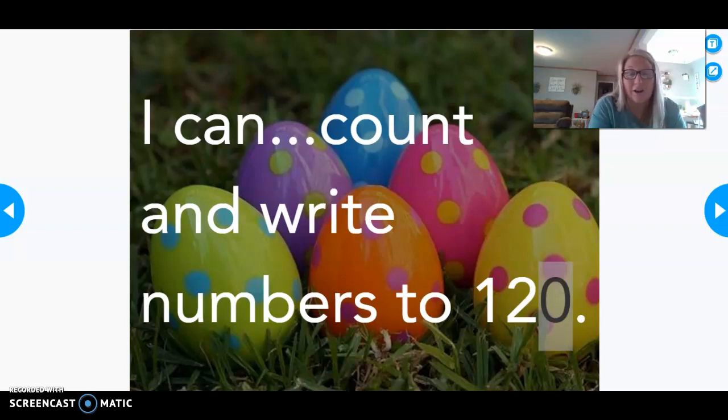Today's lesson is all about writing numbers to 120, which you should all be experts at. We've been practicing this all year long, so I have full faith that you guys are going to be awesome with this. Hocus pocus, what's our focus?